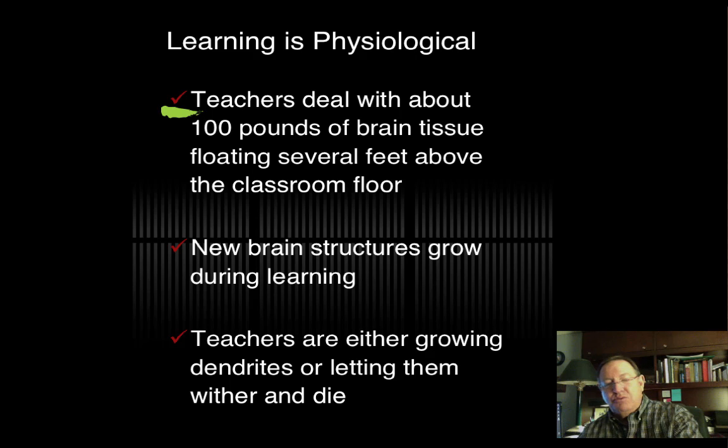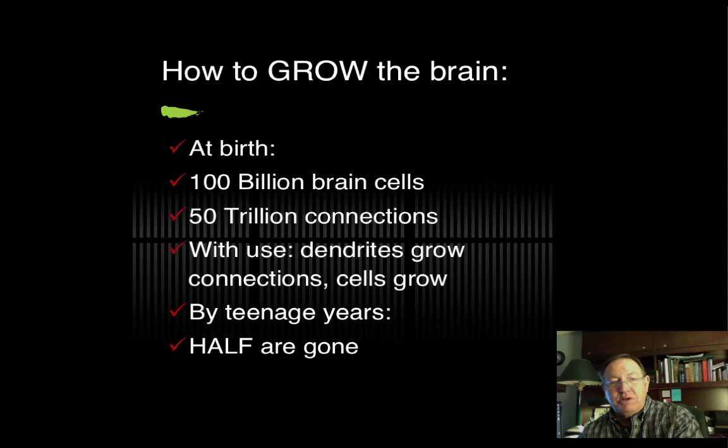Now, what kind of classroom do we want? Obviously, the kind where we're growing new things. How are we going to grow the brain? Look at this. At birth, there are 100 billion brain cells and 50 trillion connections already set up in our brain. We are wired to go.